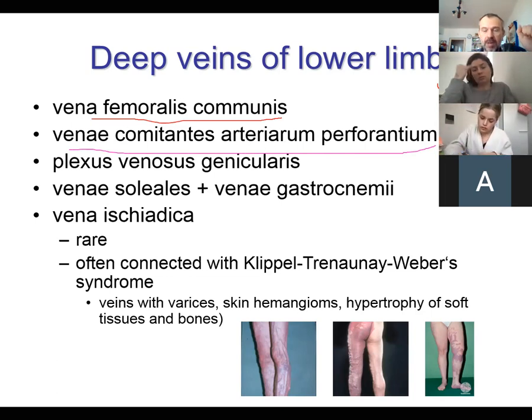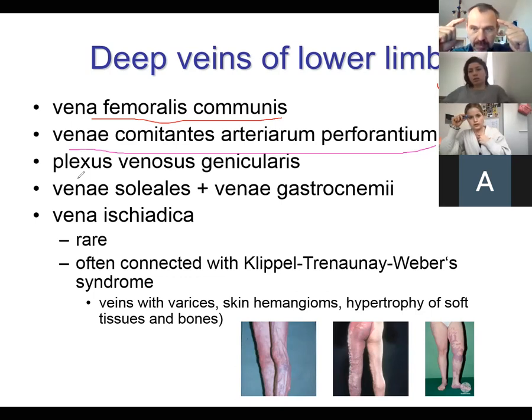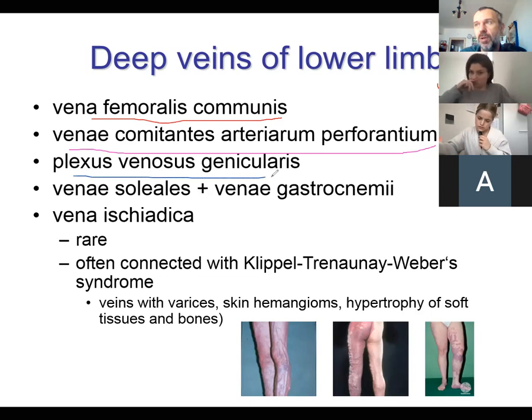Okay, how many branches do we have from the popliteal artery for the knee joint? Can you give me the answer? How many branches do we have from the popliteal artery to the knee joint? Two superior, two inferior, and one middle. So five. But the veins do not follow the arteries. They form a plexus, which we call the genicular venous plexus.